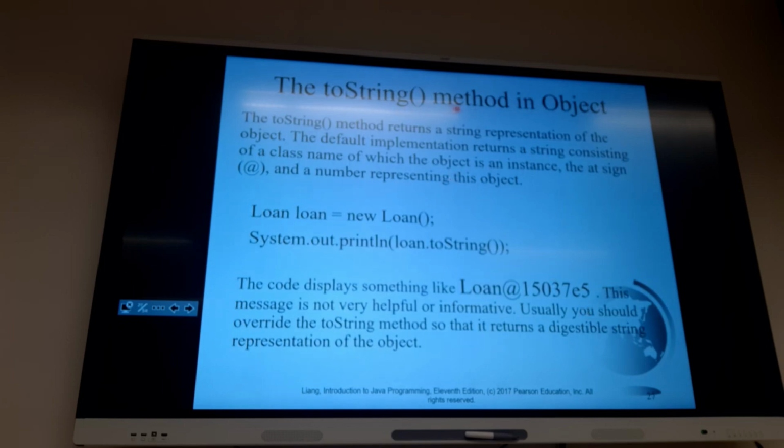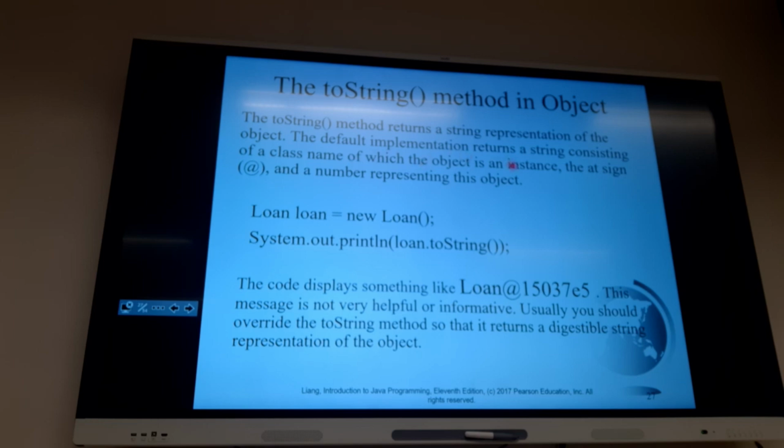Now, the toString method. Where does the toString method come from? This is an answer to your question. The toString method returns a string representation of the object. This is the purpose of the toString method. Where is the default implementation? It's in the object class. Remember, object is the grandfather of all classes. If you open the object class, you will find the default implementation of the toString method.